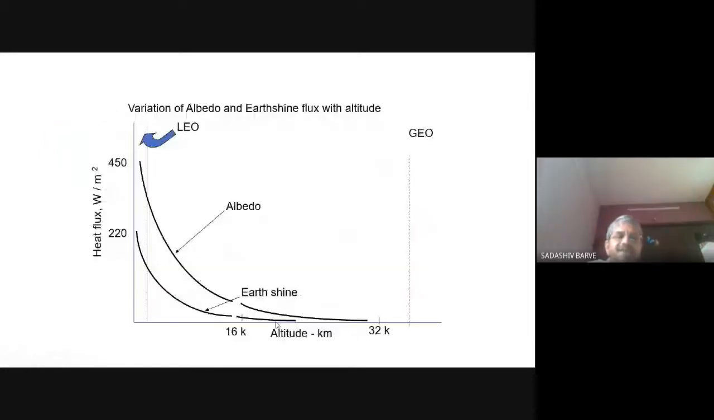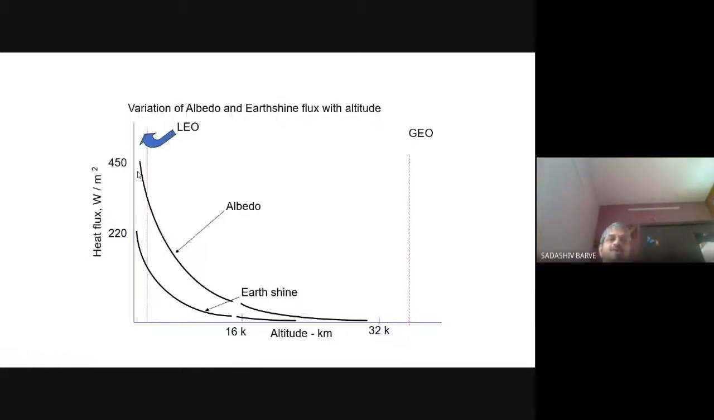Now, if you see here, same thing, how the variation of albedo and Earth-shine load for the near-Earth orbit satellite varies. It varies from albedo 450 because it's a sun load, and approaches as low as 0. This is by virtue of only the altitude and its inclination with respect to the Earth's surface.